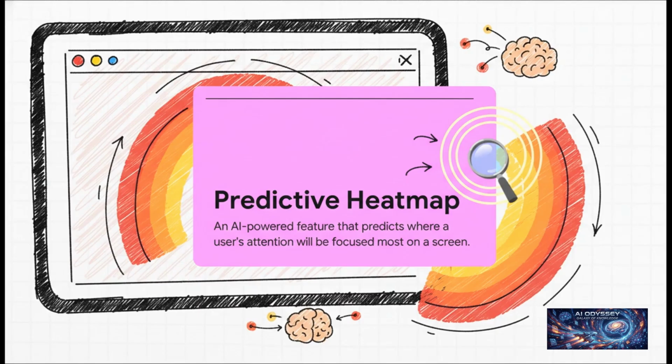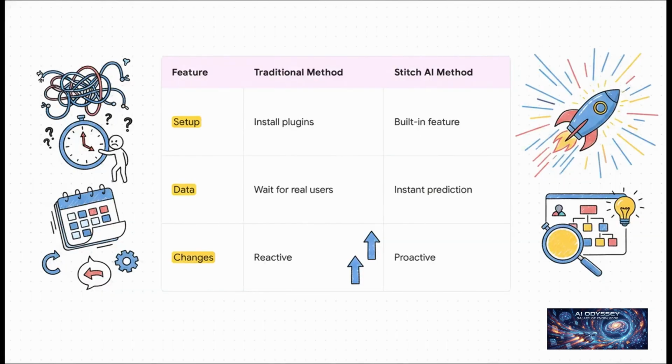Now this next feature, this is a true game changer, especially if you're thinking about the business side of things. It's called a predictive heat map. You can think of it like an AI-powered crystal ball for your website. It analyzes your design and tells you exactly where a user's eyes are most likely to land. You know, to get this kind of data the old way, you'd have to install special plugins on your live site and then just wait, sometimes for weeks, just to get enough user data. By then, you're always playing catch-up, making reactive changes. Stitch gives you this same insight instantly, which means you can optimize your design before it even goes live.